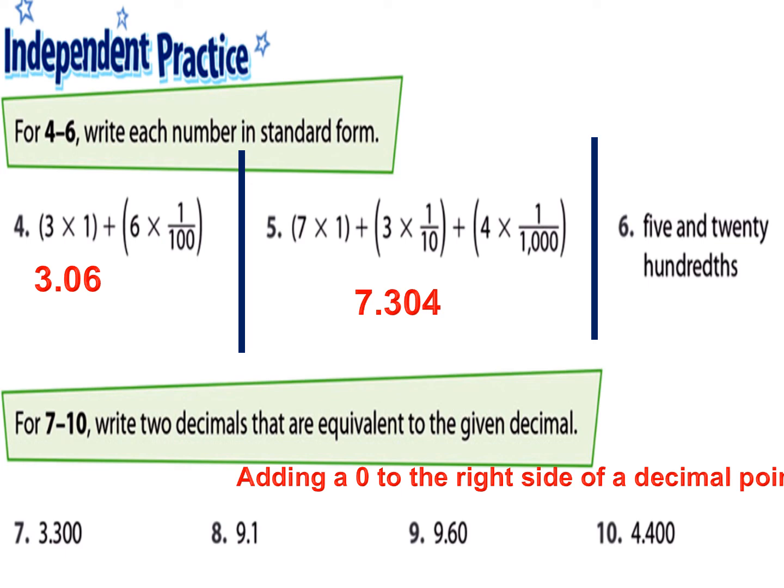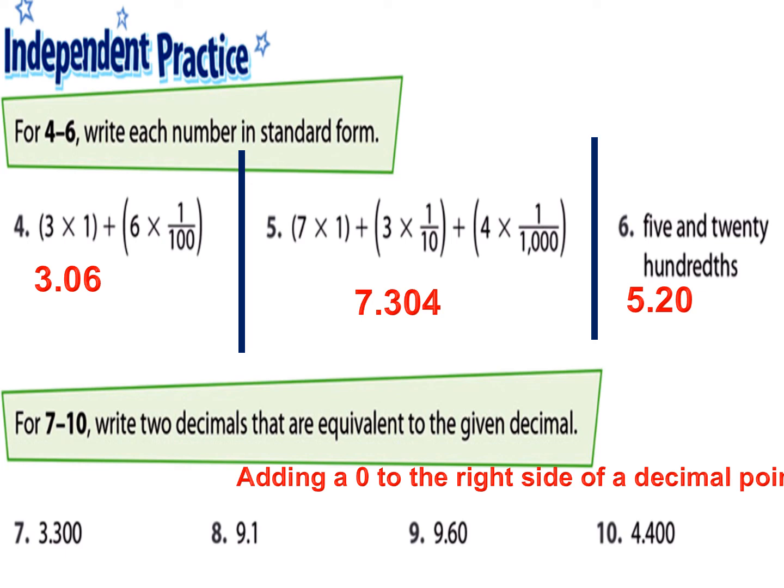Question 6, 5 and 20 hundredths. Yes, write 5, then the decimal point, as I said to you before. 20 hundredths, yes, just write 20, just write only 2 digits after the decimal point, which will be 5.20, exactly like that. Question 7 to 10, write 2 decimals that are equivalent to the given decimal.